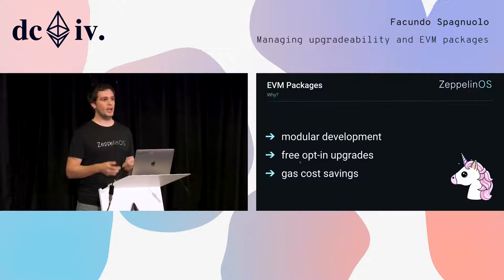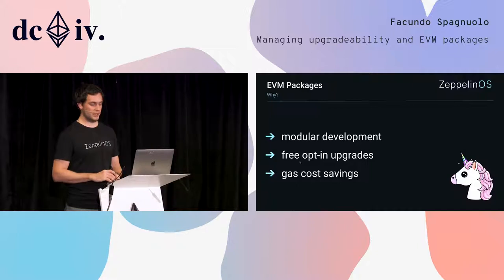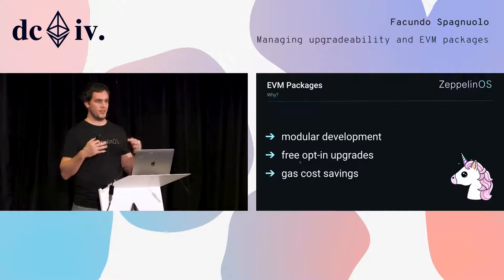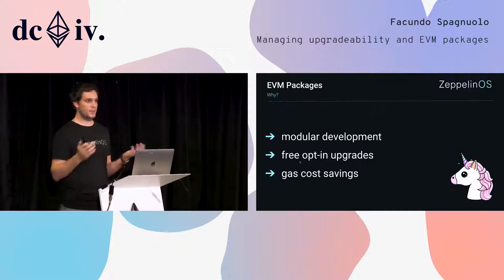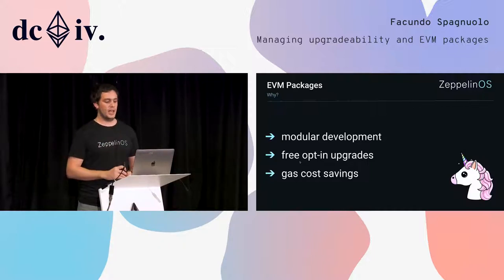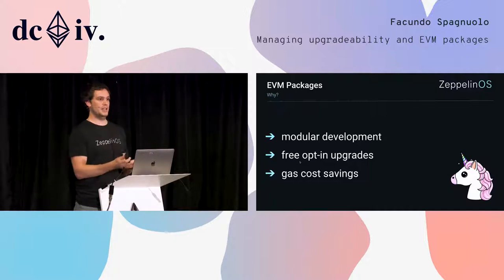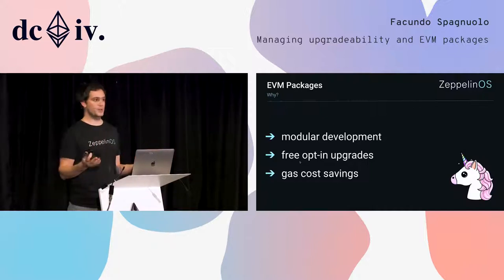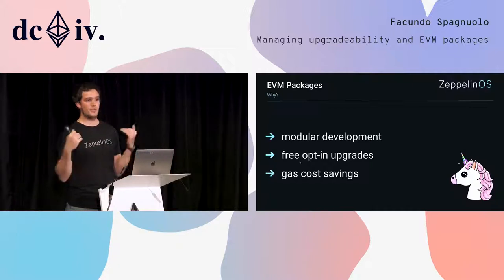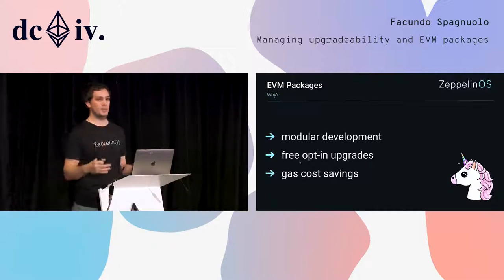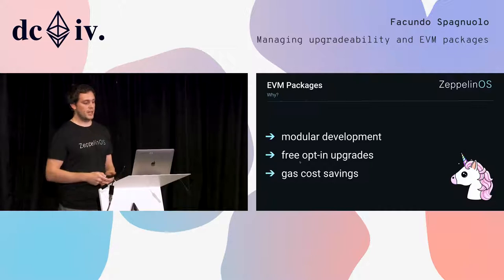And as I said before, EVM packages are upgradeable by definition. And this means that their developers can provide new versions of those EVM packages. And you can opt in and decide whether you want those upgrades in your projects or not. It's like any other dependency management system. And of course, we're saving a lot of gas costs because we're reusing some logic that is already deployed on-chain by those developer teams, and we don't have to redeploy the logic every time we want to reuse it.